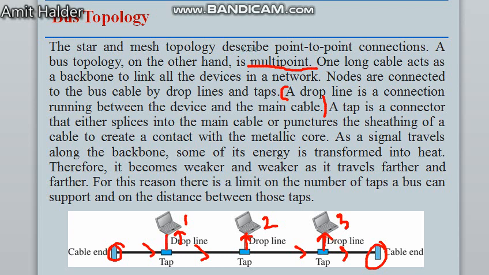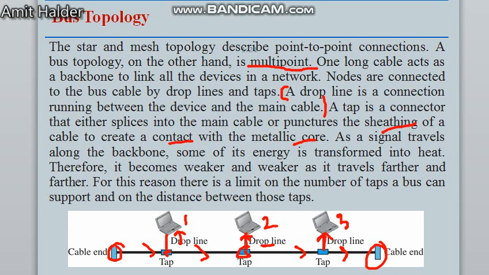A tap is a connector that either splices into the main cable or punctures the sheathing of a cable to create a contact with the metallic core. There is a metallic core around the drop line, and that has been connected through a tap. It just relays with each and every drop line.